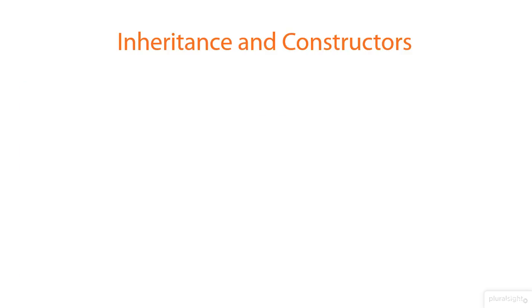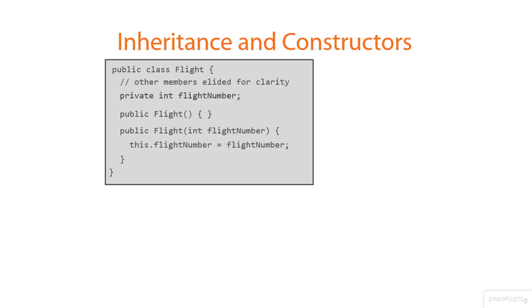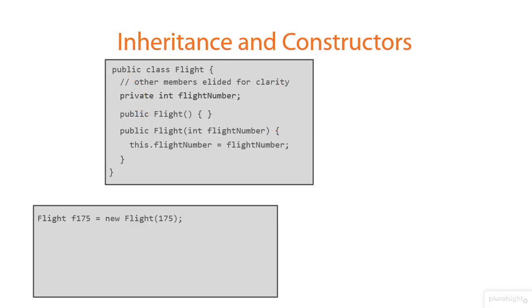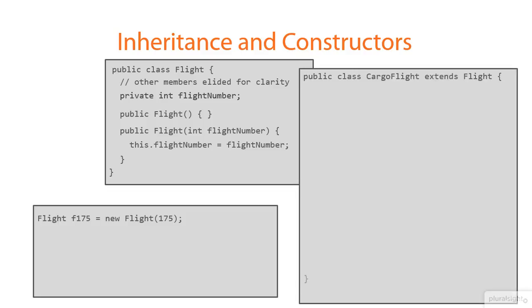Now we've looked at our flight class. We've done a bunch of work with that until now. And I want to focus in on the no argument constructor and its constructor that accepts a flight number. That allows us to create code that creates an instance of a flight, in this case creating a new flight with flight number 175. Now our cargo flight class that has a number of members inside of it has no constructors defined. That of course means that we can create an instance of cargo flight using a no argument constructor because Java provides a no argument constructor for us by default if we haven't specified one.